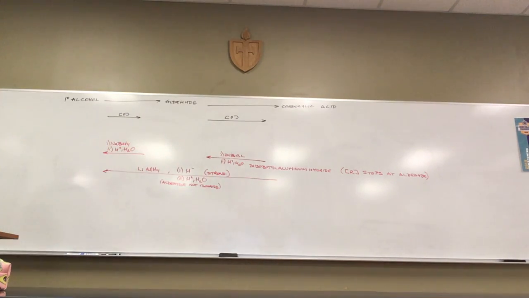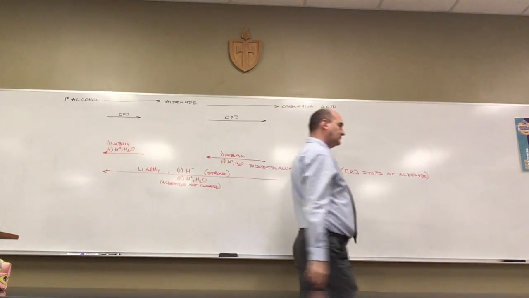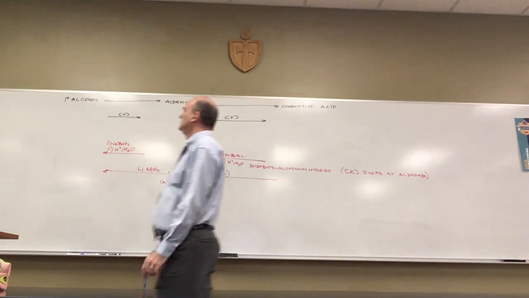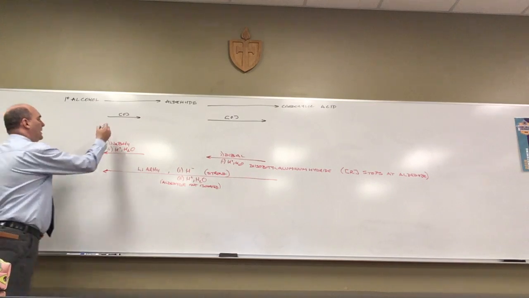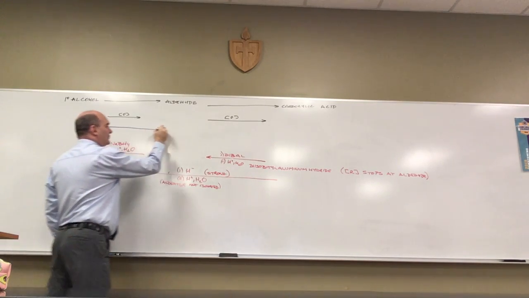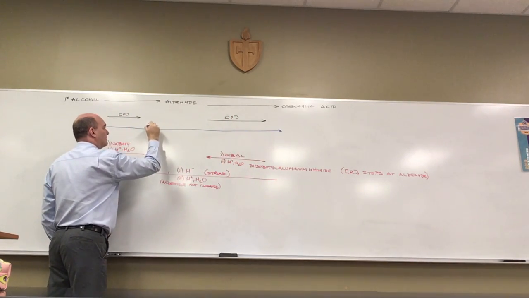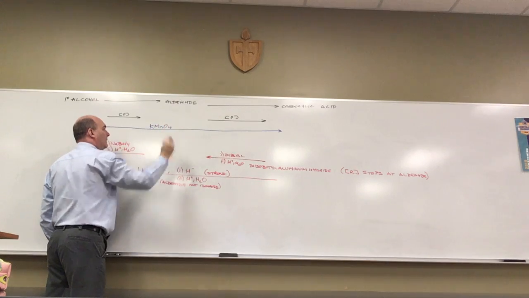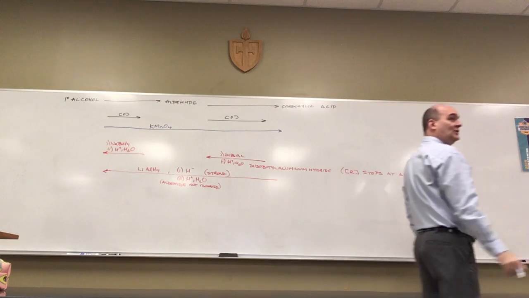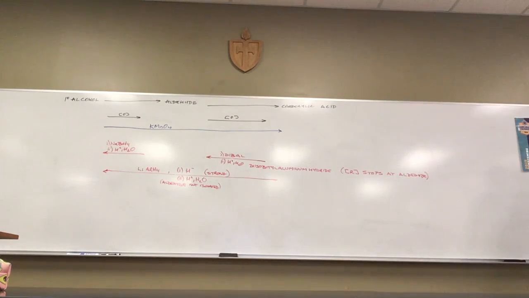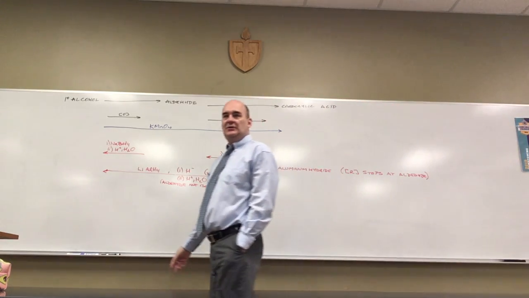Okay. On the way up, I have a couple of oxidizing agents that I can use. If I use potassium permanganate, potassium permanganate oxidizes primary alcohols to the aldehyde and then immediately to the carboxylic acid.